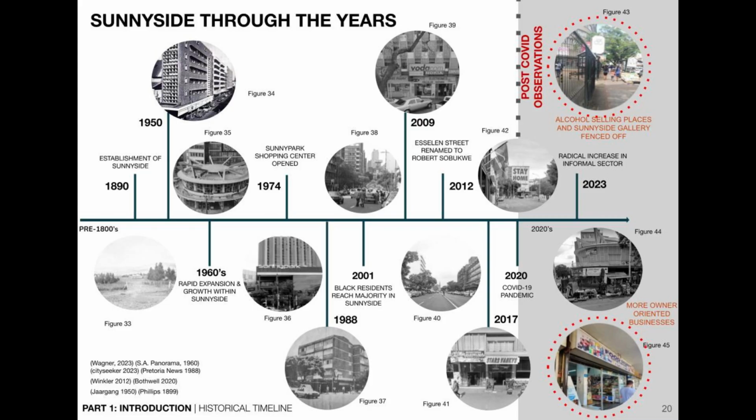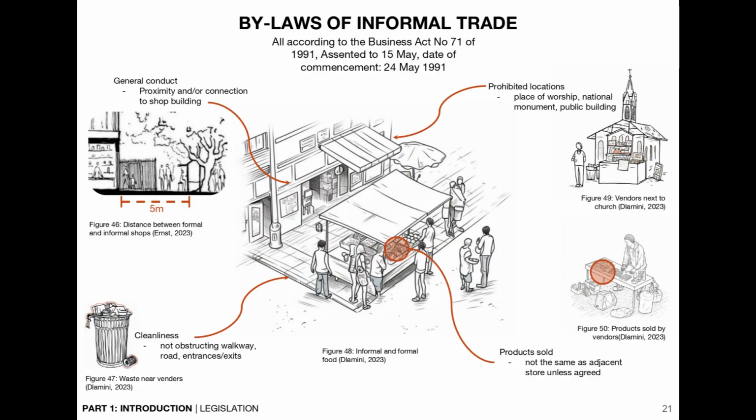Fast forward a couple of years and we land in 2020, the year of the COVID-19 pandemic. This pandemic facilitated the increase in the informal sector in Sunnyside. After the pandemic, the shops and businesses along Robert Sobukwe Street became more owner-orientated, decreasing the amount of franchise stores along the street, and thus enhancing the cultural identity of Sunnyside.